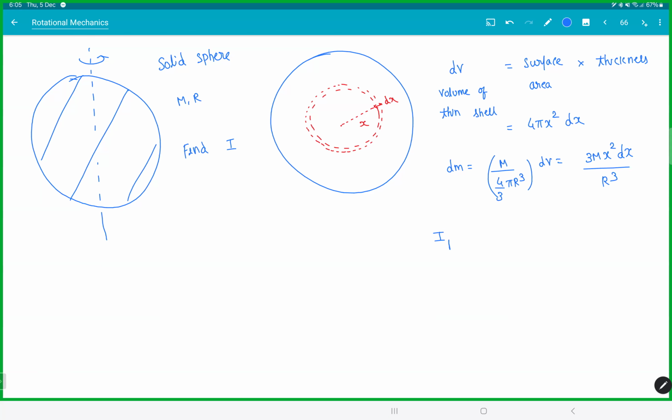Now, what is the moment of inertia of this hollow sphere? Just now we derived the result: 2 by 3 dm r square, where r is x here. Now I'm going to add all the moments of inertia of all these hollow spheres. If I do that, I'm going to get a solid sphere. So I of the solid sphere is the summation of the moment of inertia of all these hollow spheres.